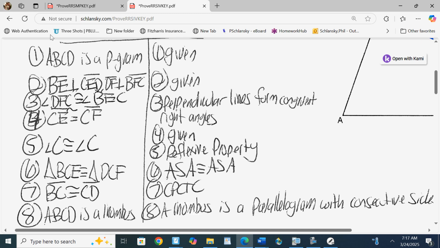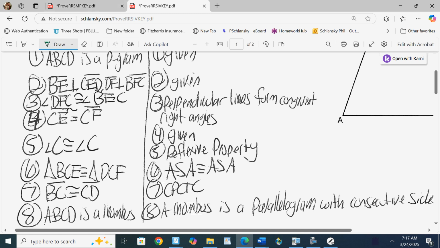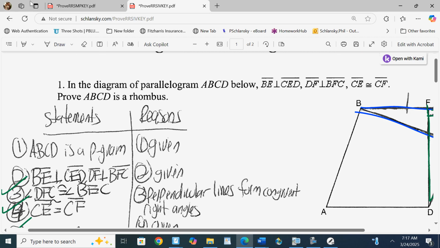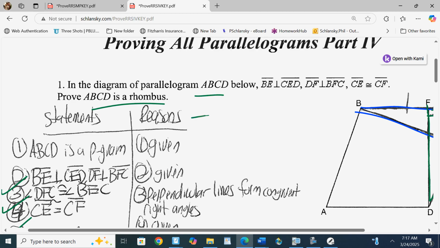I got my right angle. I've got my given. I've got my reflexive property. I got my triangles are congruent. Now that the triangles are congruent, I want to use CPCTC to get one of the rhombus proofs. So I either need diagonals are perpendicular, diagonals bisect the angles, or consecutive sides congruent.